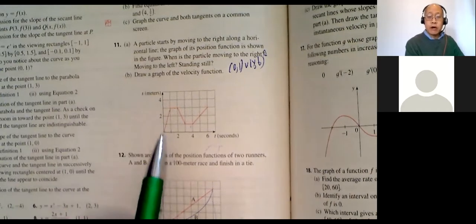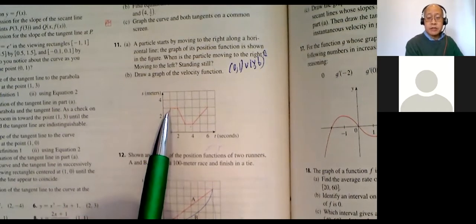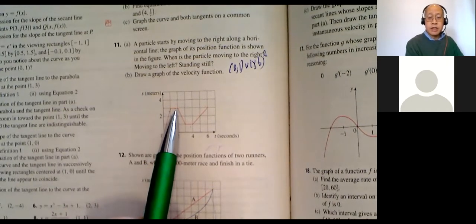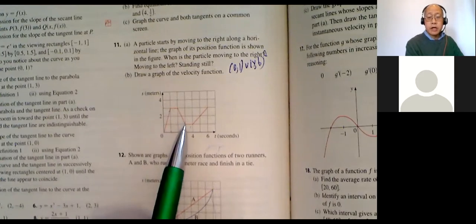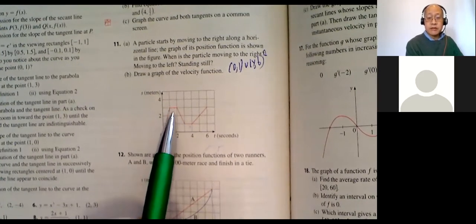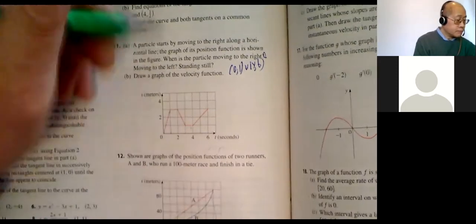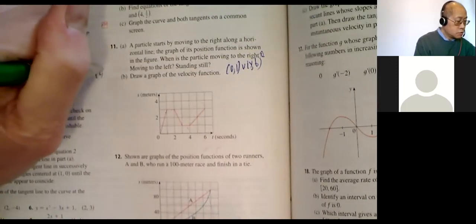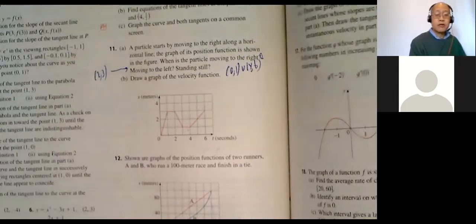Moving to the left. Well, right here, the distance away I am is 3. Here it's still 3. And now it goes back to 1. So that means whenever I have a negative slope. So moving to the left, where is a negative slope? Between 2 and 3. So (2, 3) for that part.